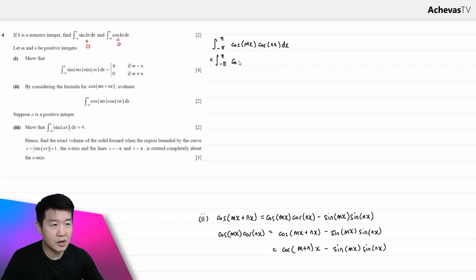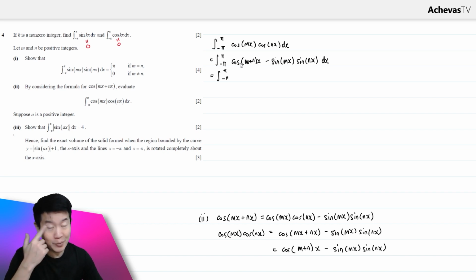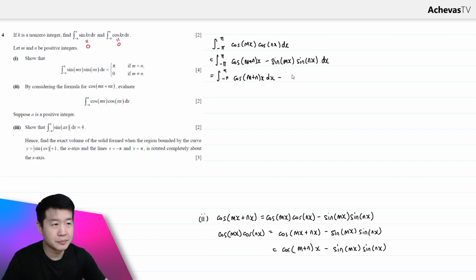That means it is going to be cosine of (m plus n)x minus sine mx sine nx dx. We should definitely break this up into two parts because of our experience from just now. We could have actually done this a little bit faster, okay? It's just I'm writing down step by step so that I can talk about my thought process also. So we have a cosine (m plus n)x dx. Then minus away integration from minus pi to pi.